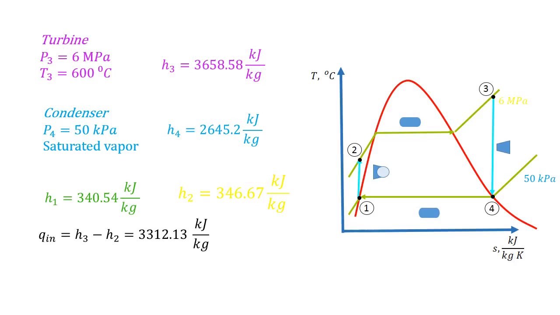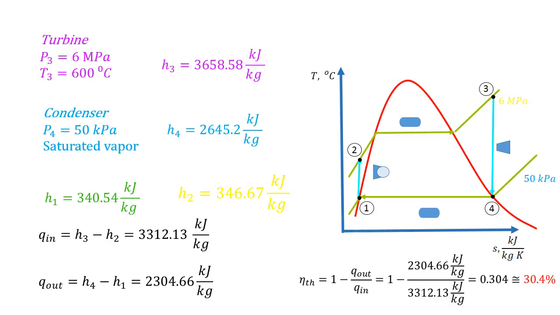3,312.13 kilojoules per kilogram. The heat out is 2,304.66 kilojoules per kilogram. And the efficiency is 30.4%. The actual steam power efficiency is lower than this value due to all the frictions present in the system.